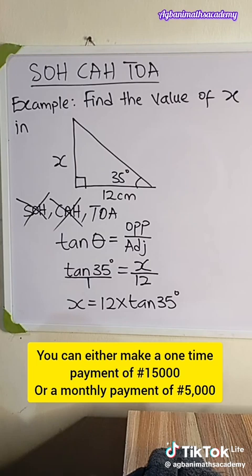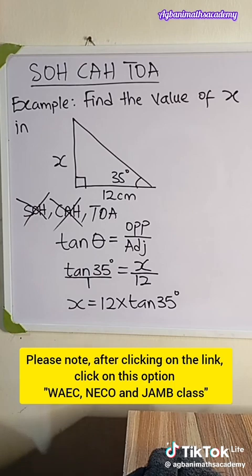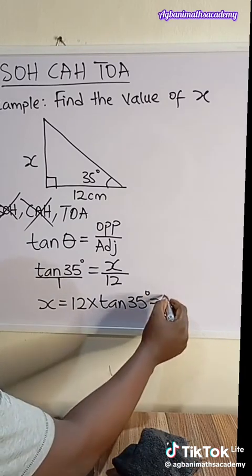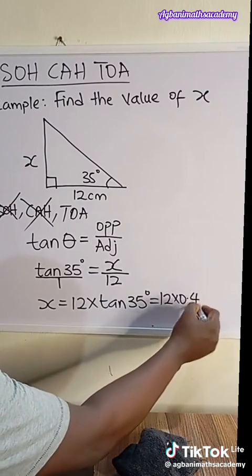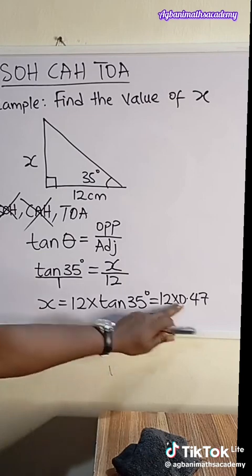If you have your calculator, you can simply go to your calculator and type tan 35 degrees. What will that give you? 0.47. I'm going to write it here. So this will give us 12 times 0.47. And 12 times 0.47 will give us 5.64. I don't think that's correct. So that means 0.47 is not correct.